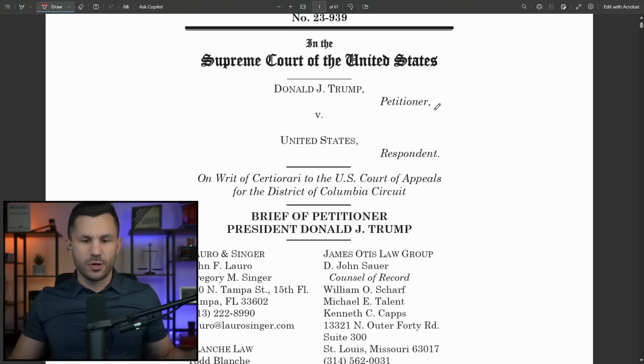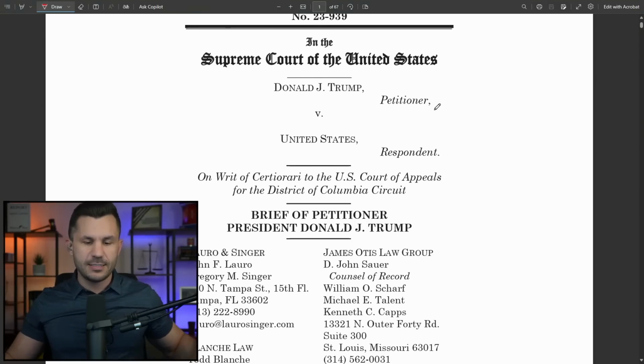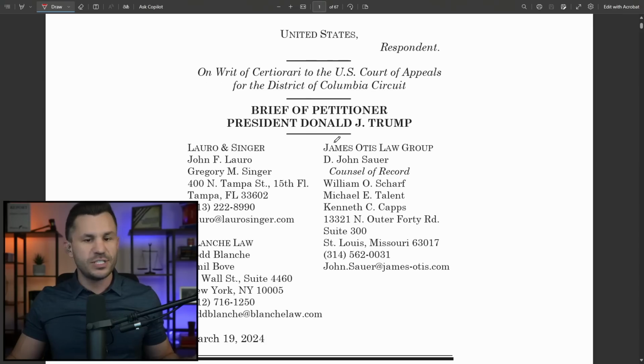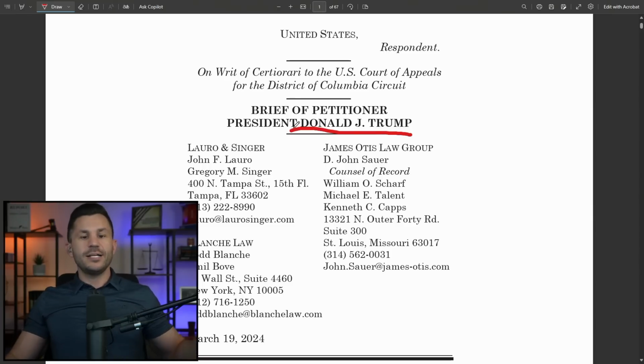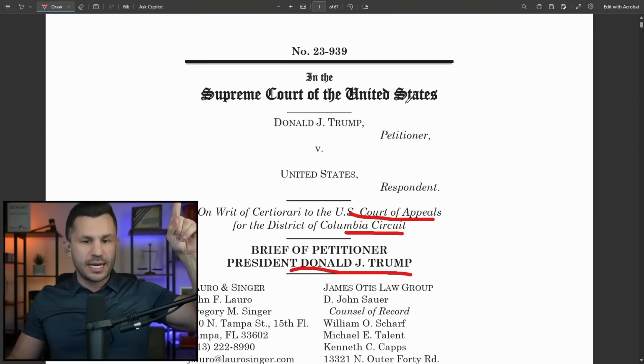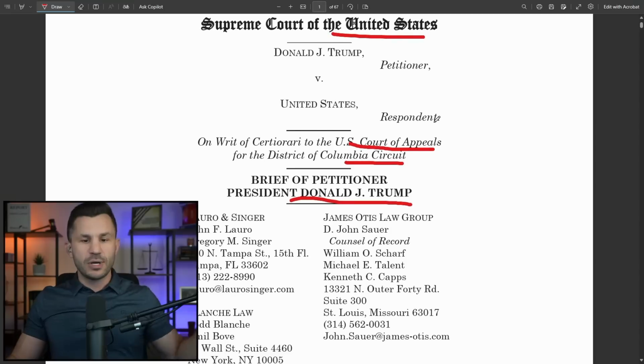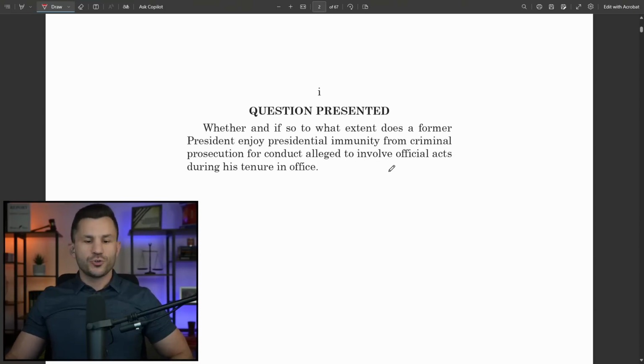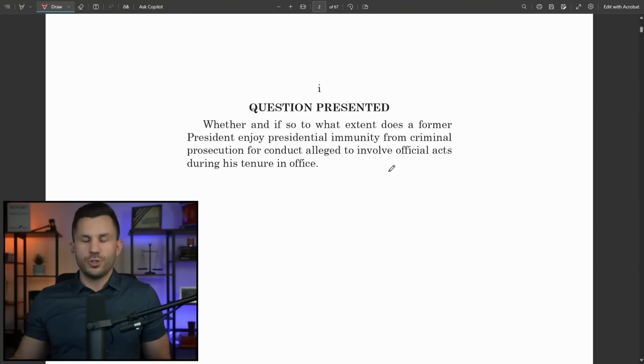Filed in the Supreme Court of these United States. This is the big one. The brief of petitioner Donald Trump on appeal from Judge Chutkan on the January 6th case, from her courtroom up through the U.S. Court of Appeals, up now into the United States Supreme Court. Donald Trump, Jack Smith is the respondent. Trump and his team asked the question to the Supreme Court.